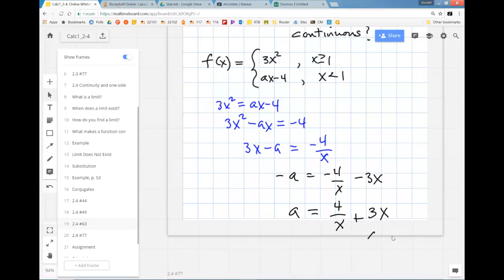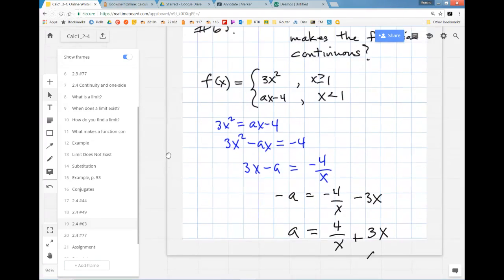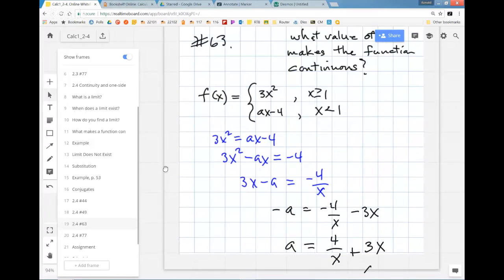So how can you find out when a piecewise function actually is continuous? When the two pieces meet, and the two pieces will meet when you set the two pieces equal to each other. You can find out what condition you need.